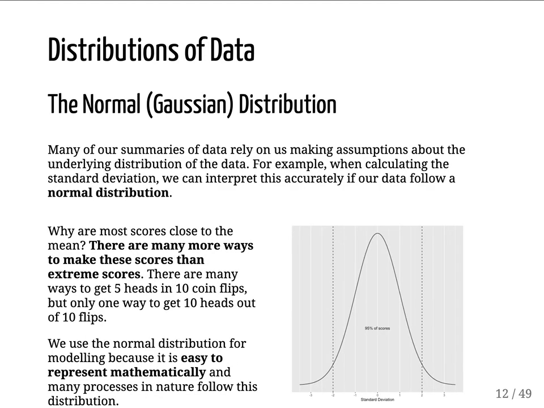So then, distributions of data. I've kind of alluded to this a little bit already. This is a distribution of data in this plot, and this distribution specifically is called the Gaussian distribution or the normal distribution. It's really common in the sciences and in research to try and model data assuming this is the underlying distribution of the data. That's because it is actually really pronounced in nature. This normal distribution happens quite a lot.